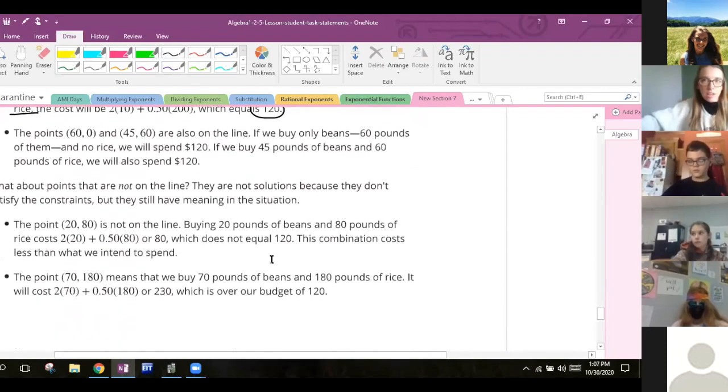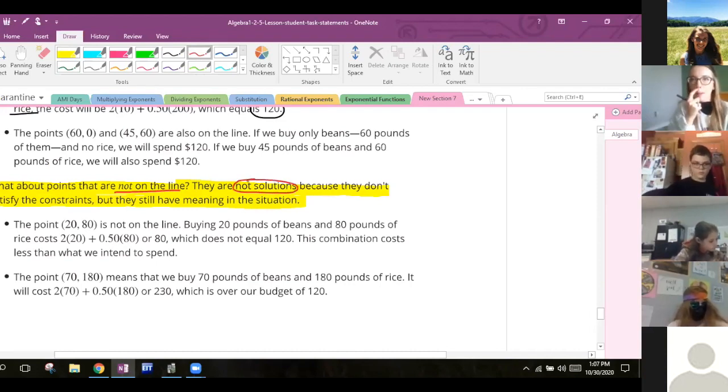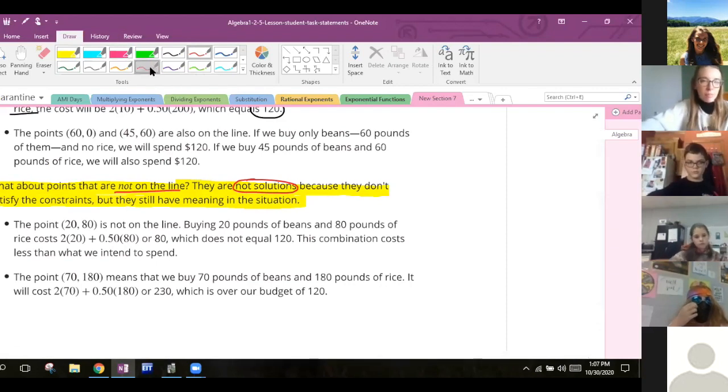Okay, and in that same idea, what about points that are not on the line? They are not solutions because they don't satisfy the constraints, but they still have meaning in the situation, just like I said. So if they're not on the line, they are not solutions. So it gives you an example of what it means for it to still have meaning in the situation.